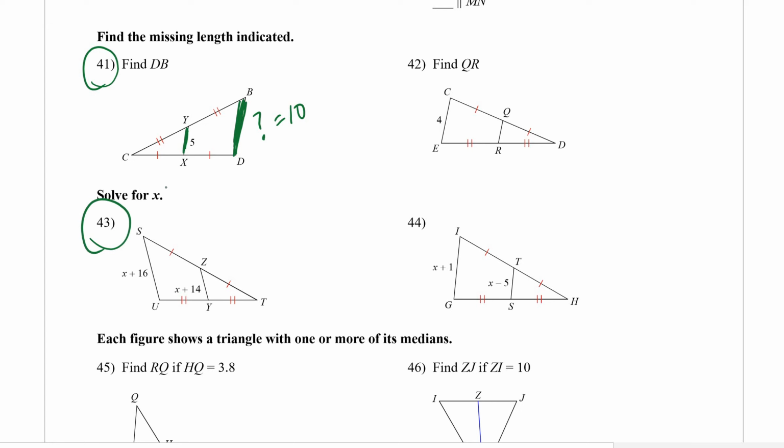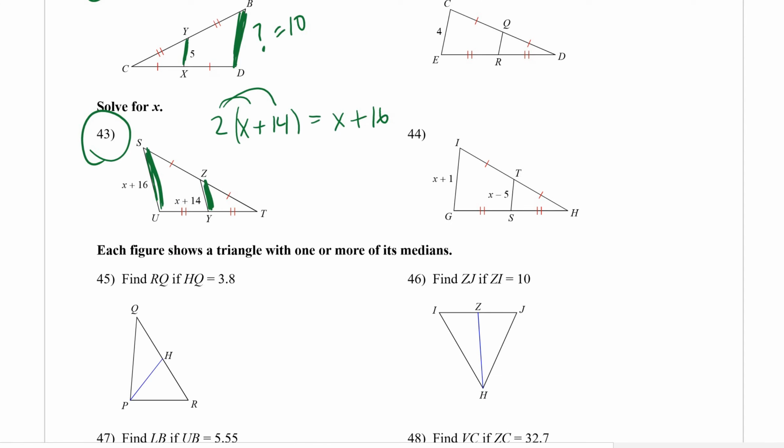Now for problem 43, you take that same concept, ZY, you double ZY and you get SU. So double ZY and you get X plus 14 times 2. And that's going to equal X plus 16. Then you need to distribute and continue.